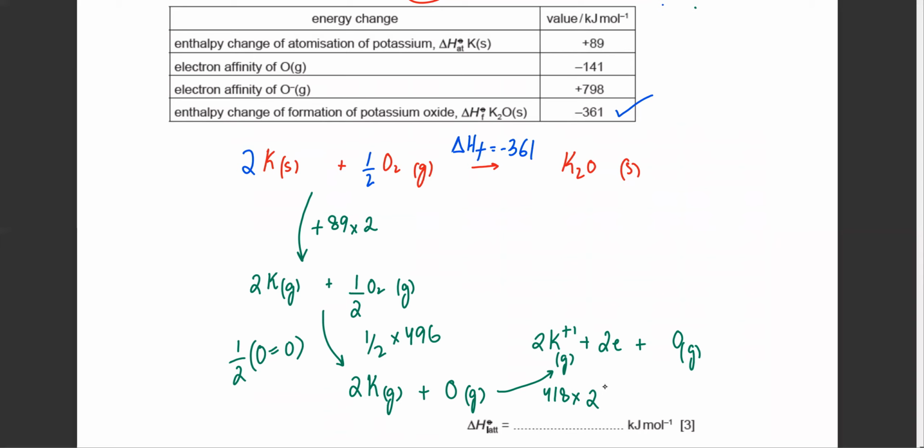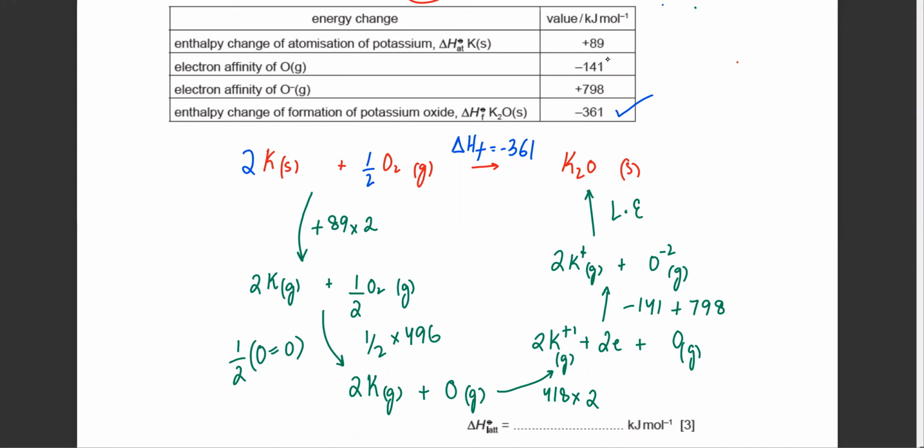And the next step would be that oxygen gains those two electrons. So potassium has already lost electrons. Now those electrons are gained by oxygen and turn oxygen into O2-. So that's the electron affinity of the oxygen plus the electron affinity of the oxygen minus 1. So that one is minus 141 and plus 798. And the last step is your lattice energy. So you've reached the other point. So what's your expression going to be?